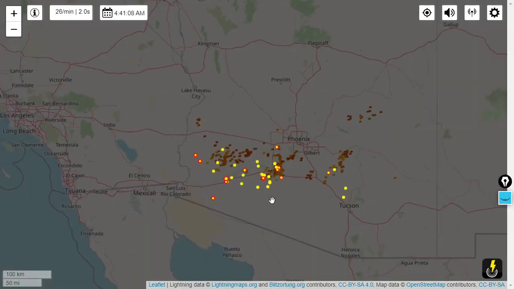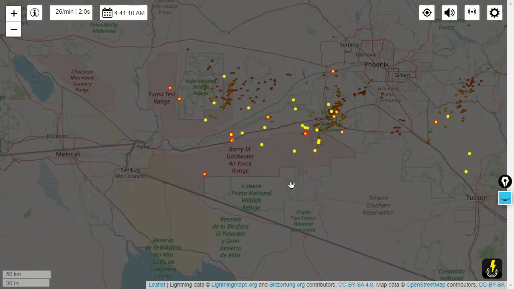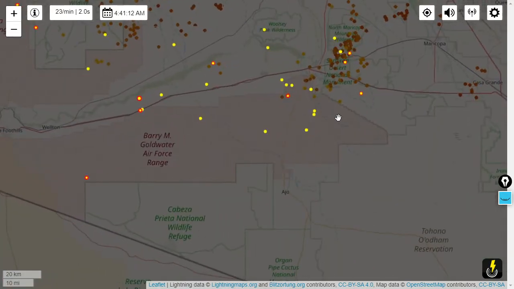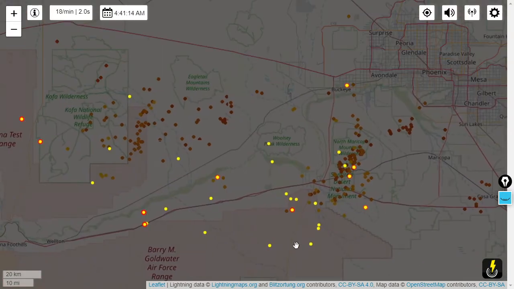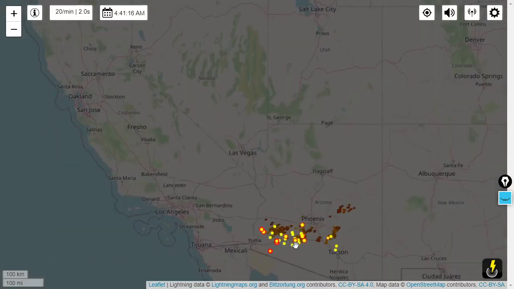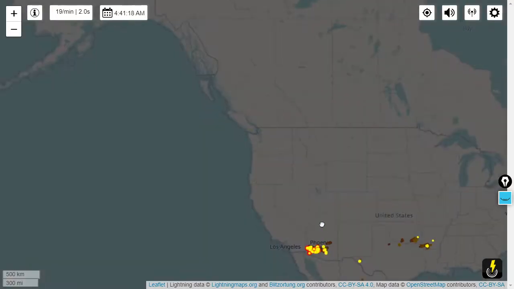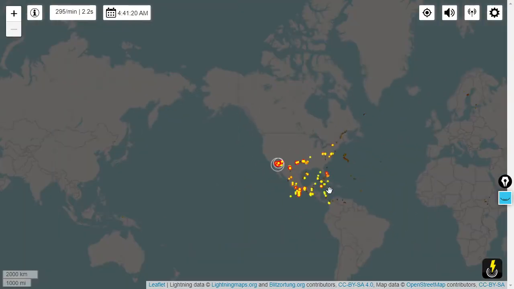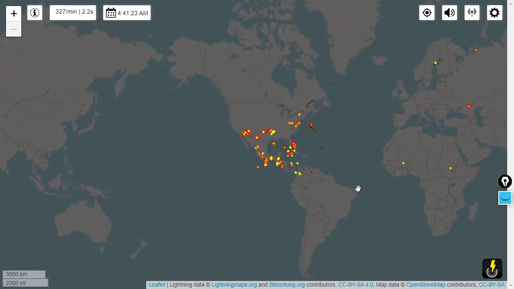Shout out to Brian Wasek of Tucson, Arizona. Hey, Phoenix, you've got some thunder rolling in to your southwest. All right. Anyway, again, that's lightningmaps.org.